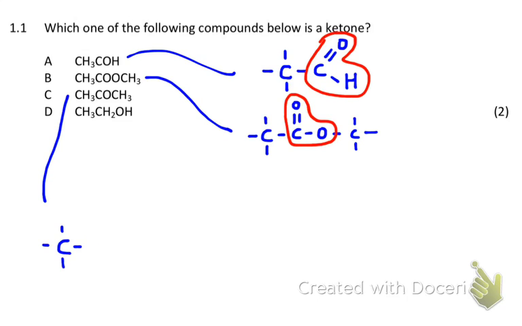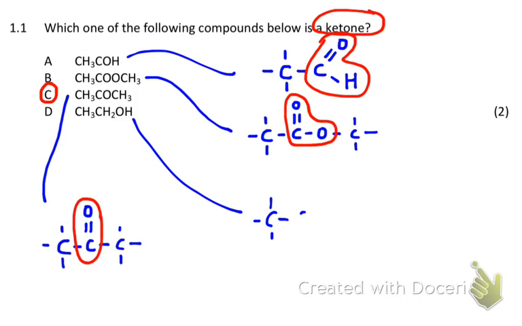Let's have a look at C, CH3, CO, CH3. So there we have the ketone group. So it looks like C is the correct answer. Ketone is what we're looking for, and C shows us that ketone group. Let's just check on D, CH3, CH2OH. And that's clearly the alcohol group. So C is the correct answer.